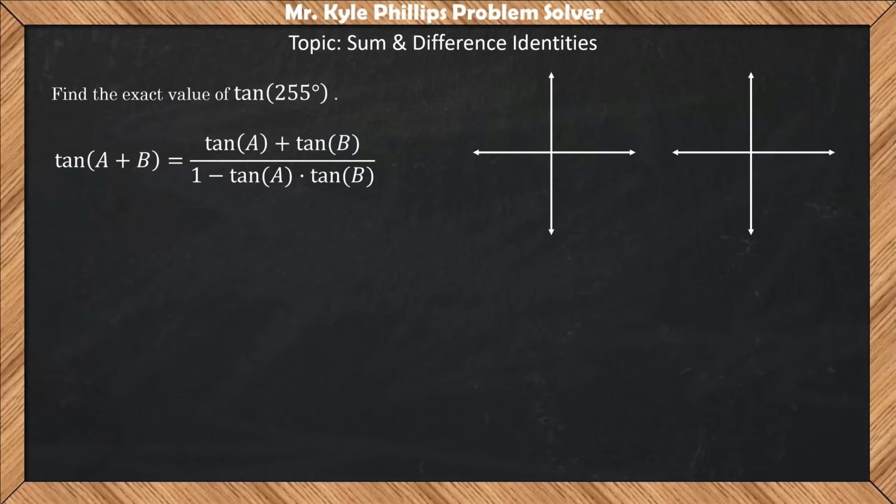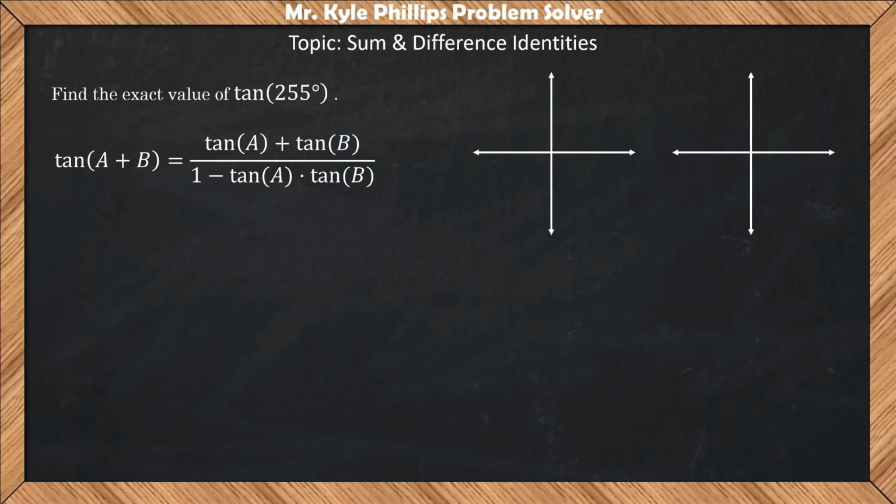So it's really easy to find tangent of 30 degrees, 60 degrees, 45 degrees because these values are on the unit circle. But when I have something like 255, it's a little bit more cumbersome in order to find that exact value. But what's nice about the sum and difference identities is that we can use values from the unit circle to generate what tangent of 255 would be.